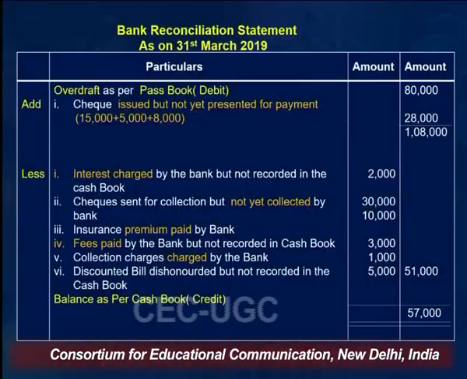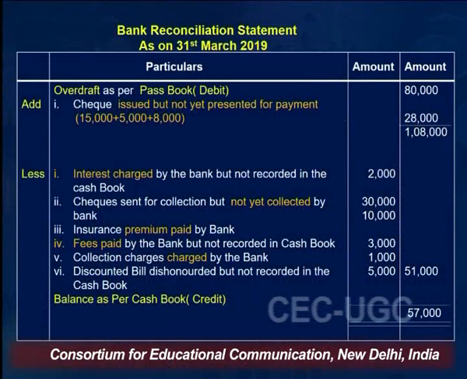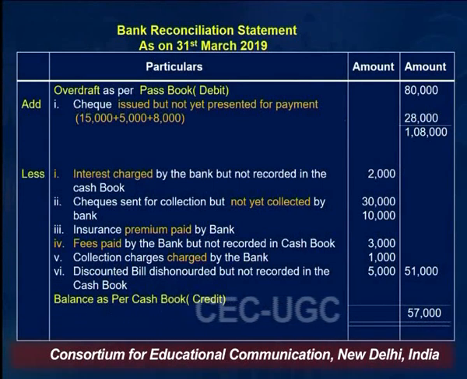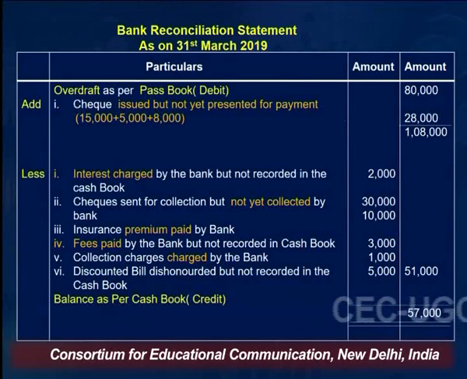Insurance premium paid by bank, fees paid by the bank but not recorded in the cash book, collection charges charged by the bank, discount bill dishonor but not recorded in the cash book. So the answer will arrive at the balance as per the cash book, that is credit balance. Now finally, all the 4 cases are over, that is, whether favorable balance is given in the question or unfavorable balance is given in the question.